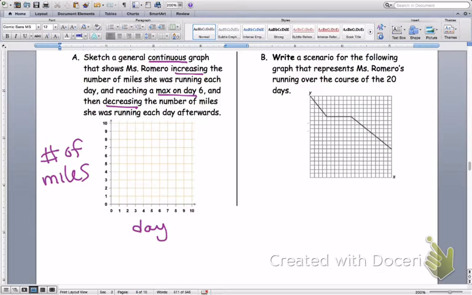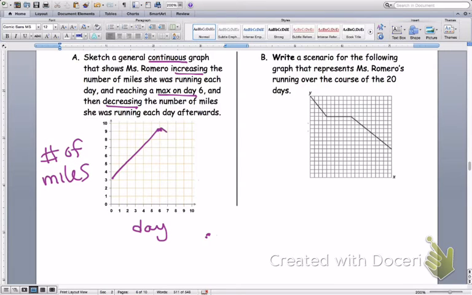We're going to start with day 6, just because that should be the maximum. Let's say she does a maximum of 9 miles on day 6. After that, we're going to go to the left, and it should increase before that, and decrease after that. So let's say on the previous days, it just goes up something like this.